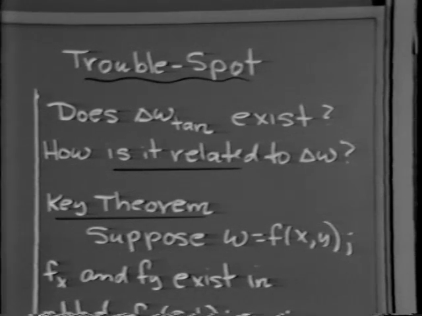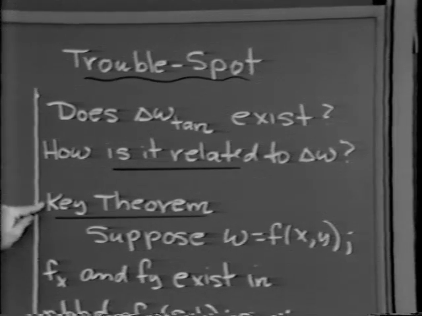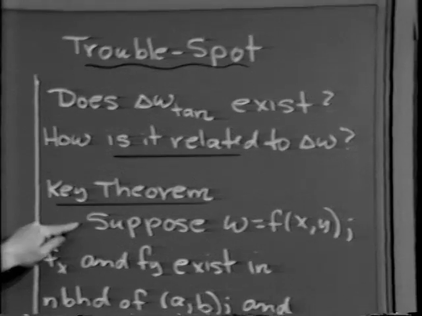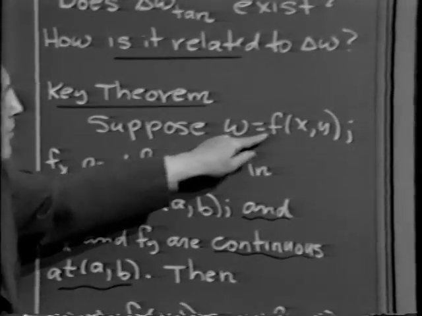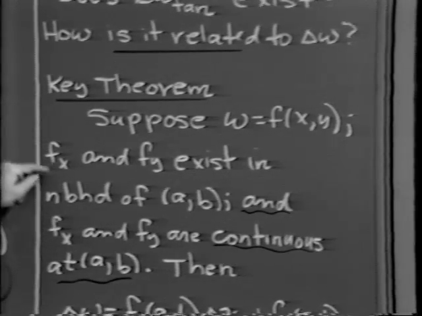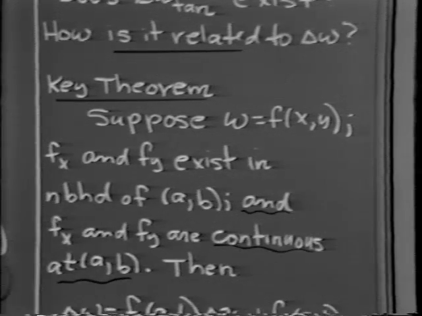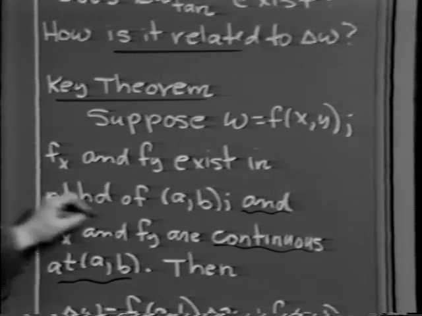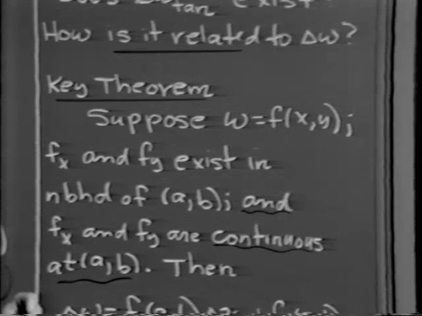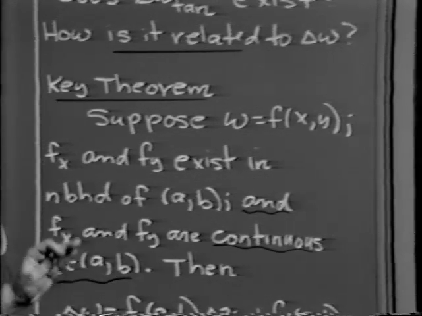And it's the counterpart of what happens with differentials in functions of a single real variable. But the key theorem, which I'll state here without proof, is simply this. Suppose that W is a function of x and y, and that f sub x and f sub y both happen to exist in some neighborhood of the point (a, b). All right? So far, so good.